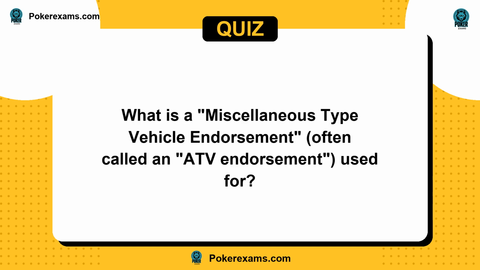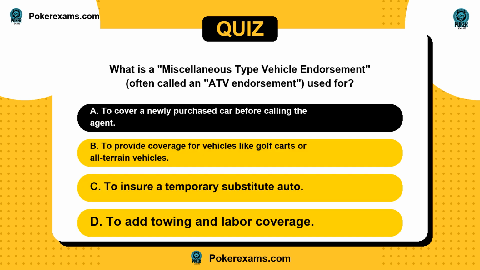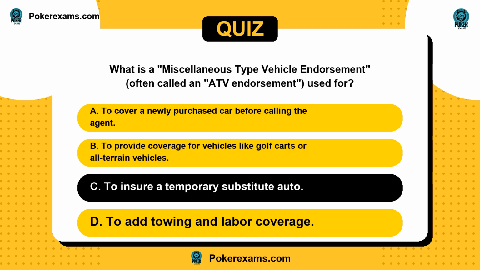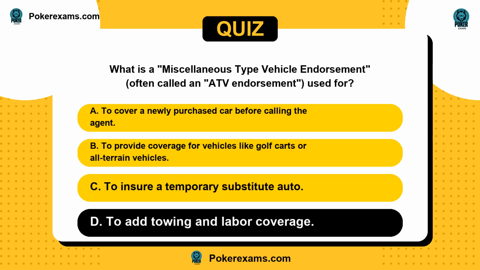Next question. What is a miscellaneous type vehicle endorsement, often called an ATV endorsement, used for? Is it A, to cover a newly purchased car before calling the agent? Or B, to provide coverage for vehicles like golf carts or all-terrain vehicles? C, to insure a temporary substitute auto? Or D, to add towing and labor coverage?